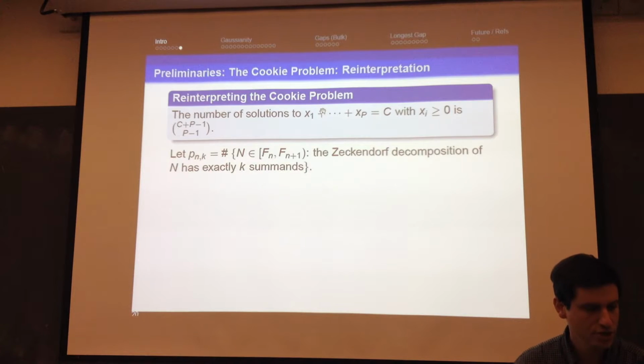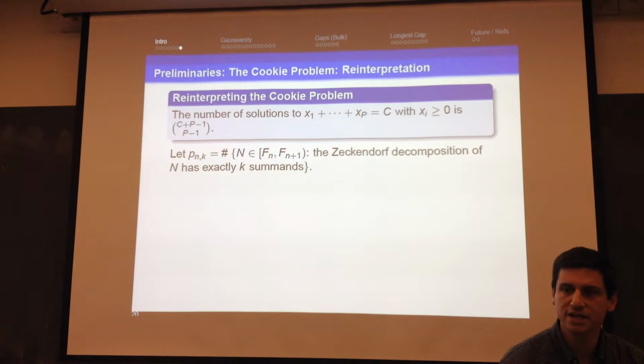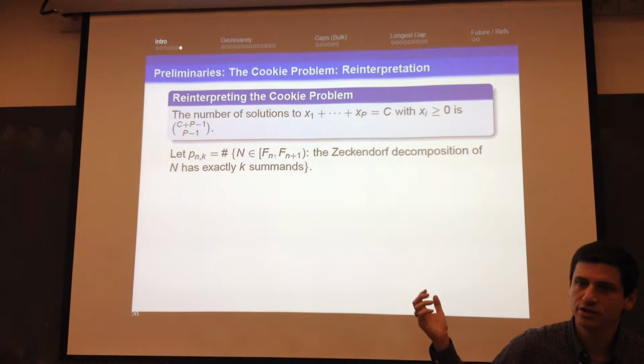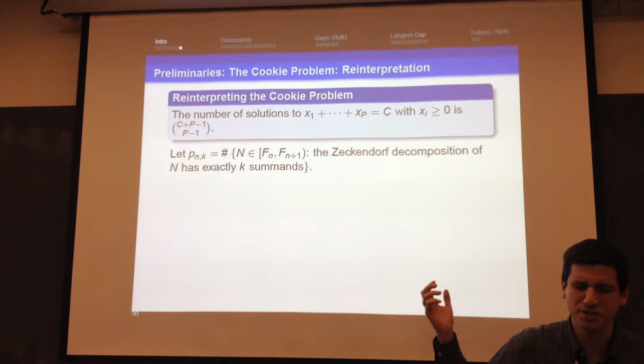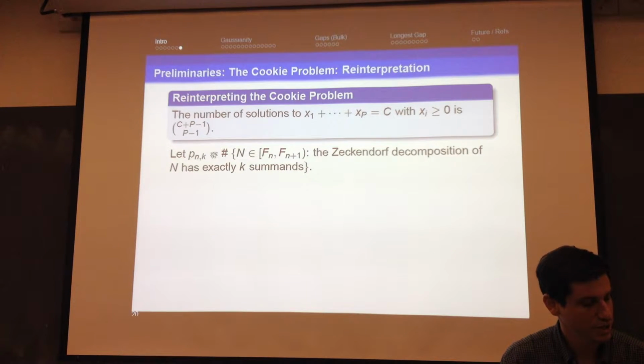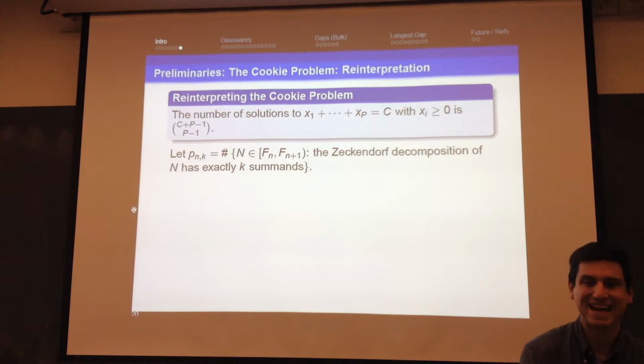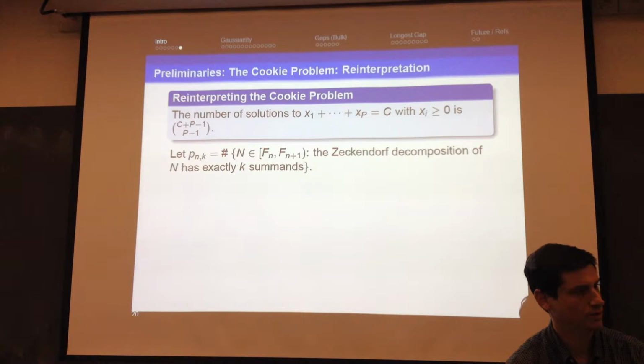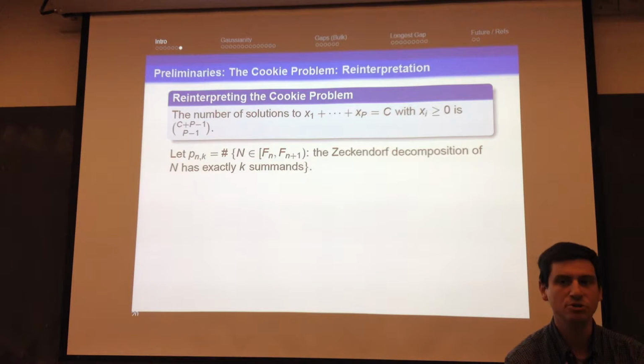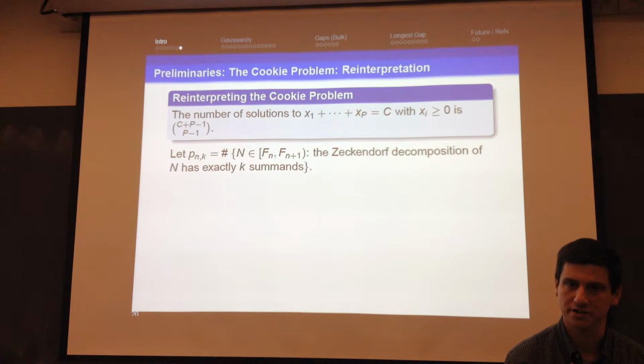So let's see how this is now related to the cookie problem, to the Zeckendorf problem, to decompositions. I'm going to let P_{n,k} be the number of integers in my interval whose Zeckendorf decomposition has exactly k summands. This is something that had not been done before. This is very similar to our idea of partitioning our set into events. When was the first time this semester when we partitioned into distinct events?